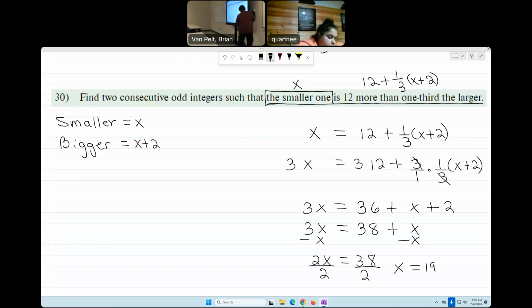So what does that make the other number then? 17. No. The small x is smaller, so it would be 21. 21, that's right. Two numbers, 19 and 21.